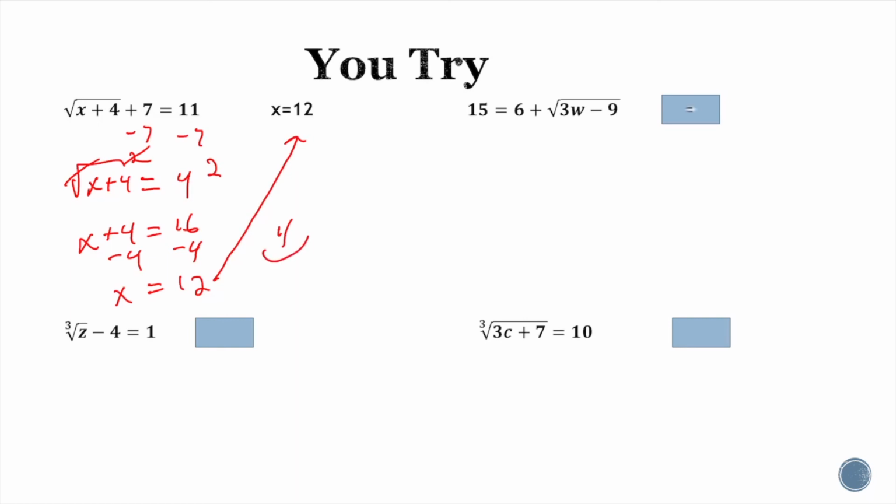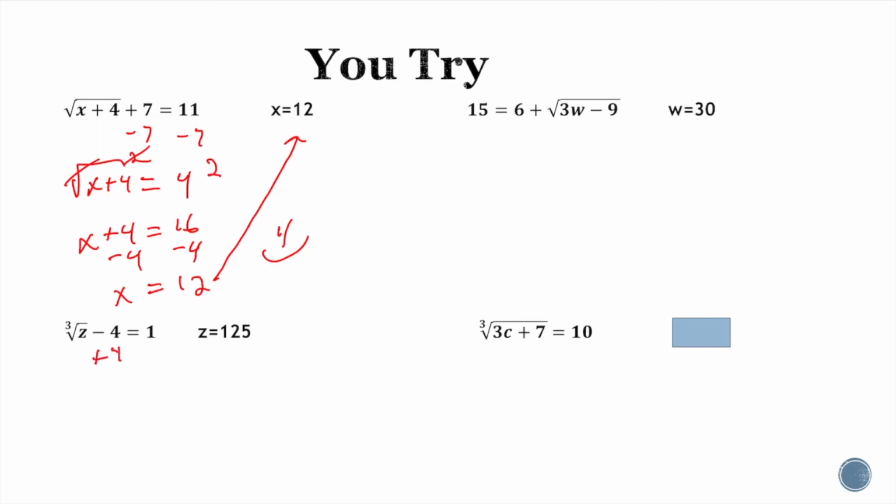Now here you have 15 is equal to 6 plus the square root of 3w minus 9. Hopefully you got w is equal to 30. Same process as the one on the left. Here you see the cube root of z minus 4 is equal to 1. Hopefully you saw that z was equal to 125.